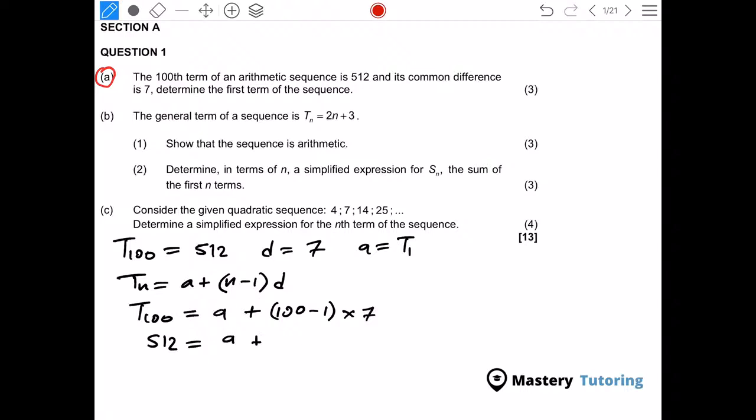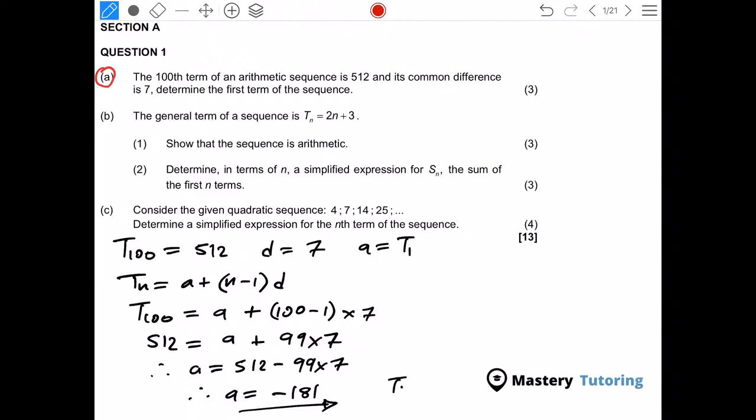This is going to be A plus 100 minus 1, which is 99, times 7. We're going to make A the subject of the formula because that's what we're looking for. So A is 512 minus 99 times 7. Therefore, A is equal to minus 181. That is the first term. So T1, which is equal to A, is equal to minus 181. That is the first term of this question.